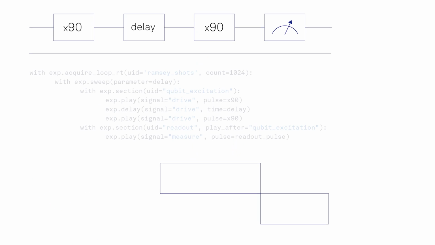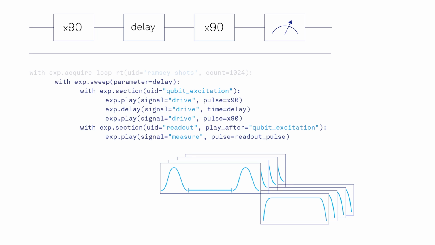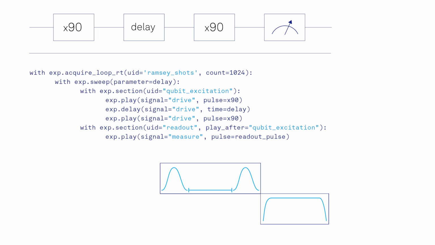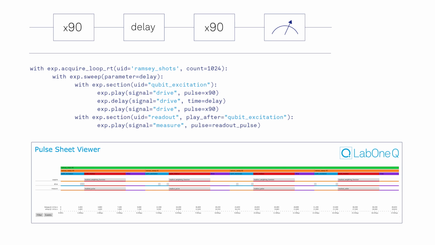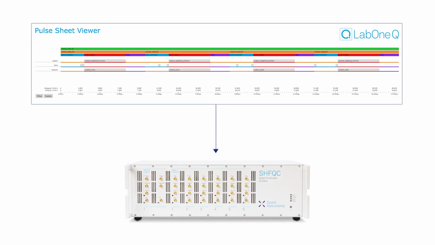Research progress is all about creativity and exploring new methods. The LabOne Q domain-specific Python language lets you design complex pulse sequences with precise, intuitive timing control, including looping and averaging structures. Your pulse sequences can be clearly visualized in the pulse sheet viewer, and the LabOne Q compiler ensures that the high-level pulse description is translated into hardware instructions in the most efficient way possible.